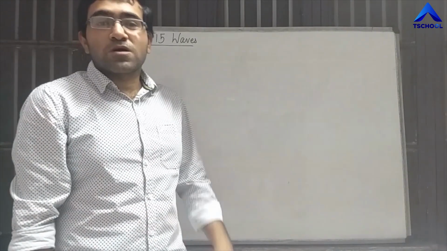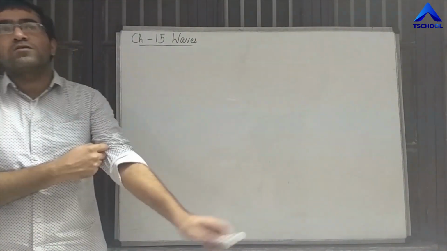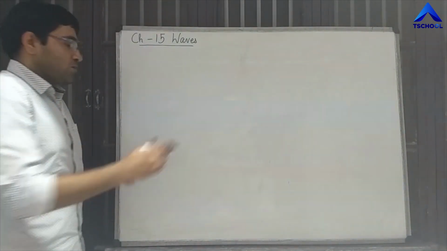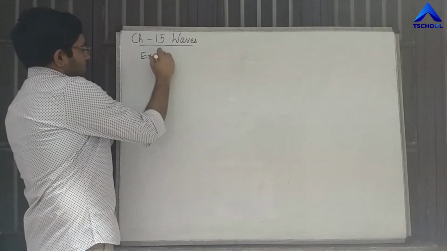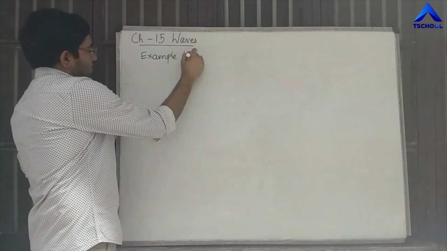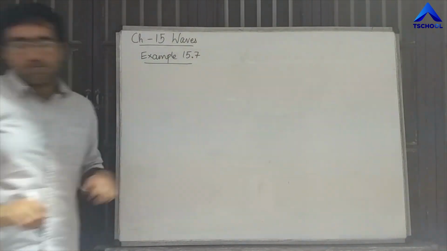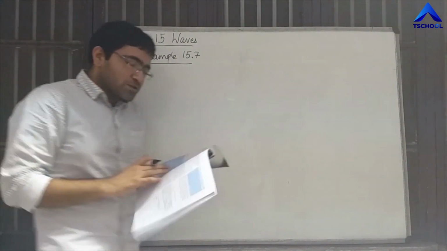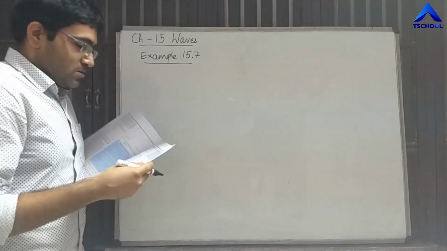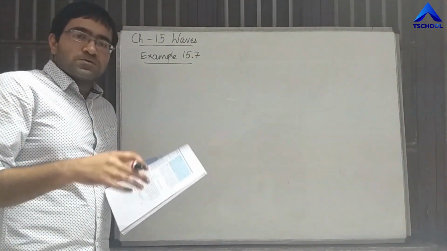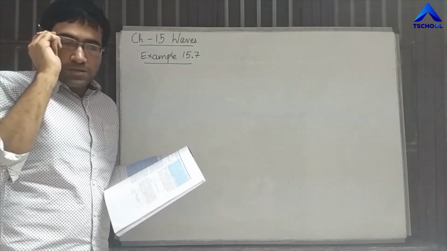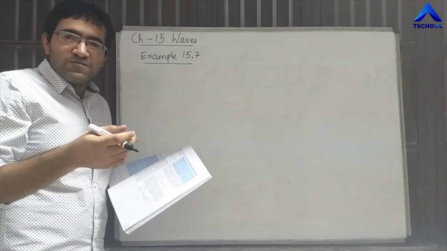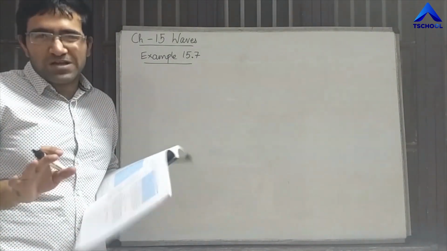We are now going to solve example 15.7 from the book. Now this question is in two parts. Let's read it first of all. Very important for Doppler effect questions is to draw a basic diagram with positive, negative wherever required. It helps a lot, it makes everything very easy.